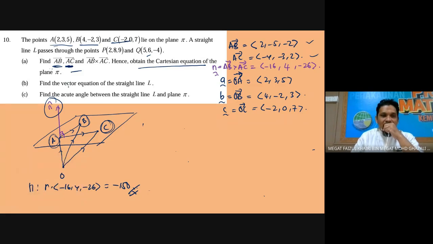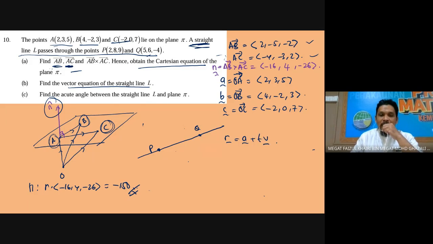Now find the vector equation of straight line L. The straight line L passes through the points P and Q. From r equal to a plus t v, let's say this is the origin point 0, 0, 0, from O to P, P to Q. Now just take the coordinates of P as a here.